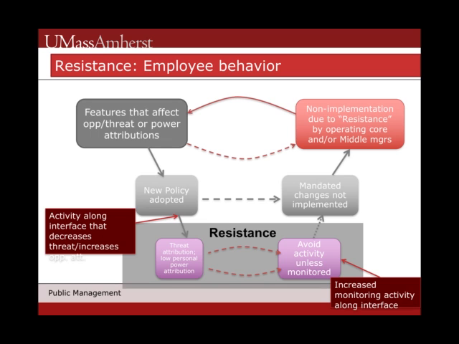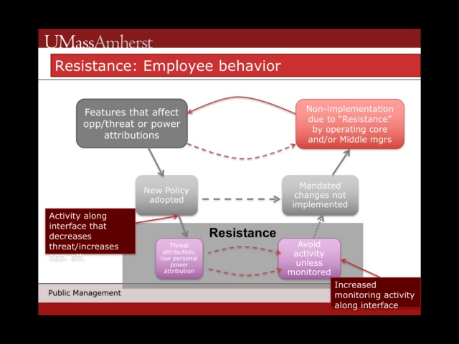So if we want to talk about employee behavior, in essence, what we want to think about is, again, the way we're going to move up and down from these macro level features that might affect opportunity or threat attributions, or a sense of personal power attribution. There's going to be some sort of new policy adopted that might actually contain some of these features. And then at the low level, individuals are going to have a low personal power attribution, high threat. They're going to basically avoid activity unless they're monitored.